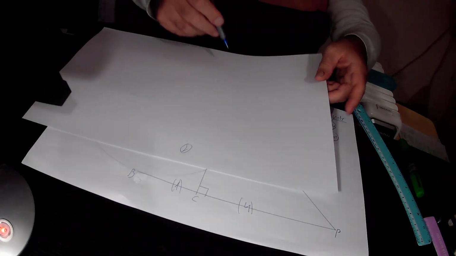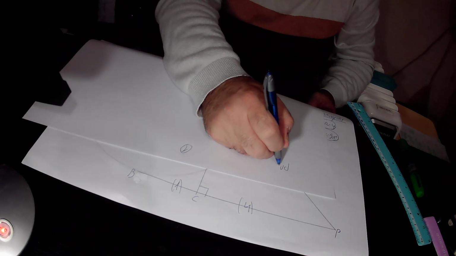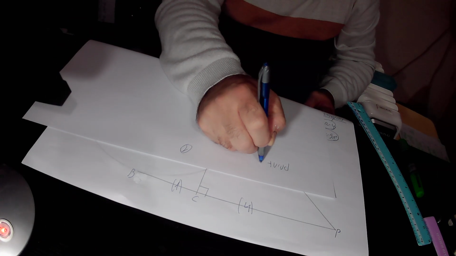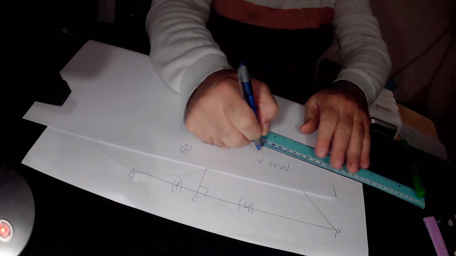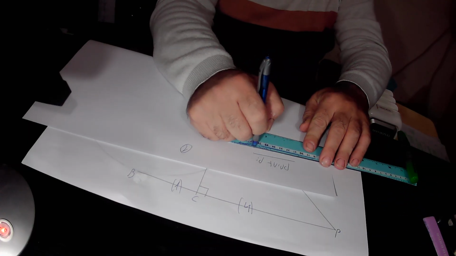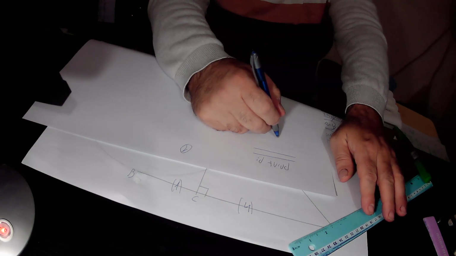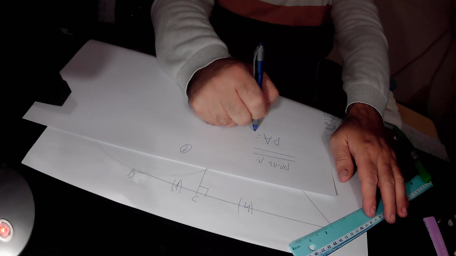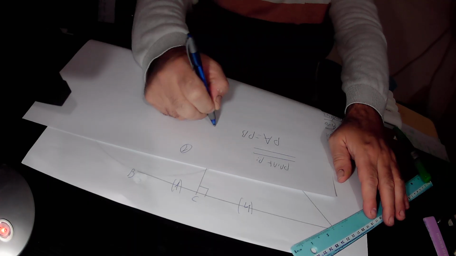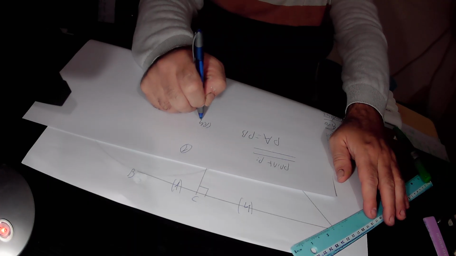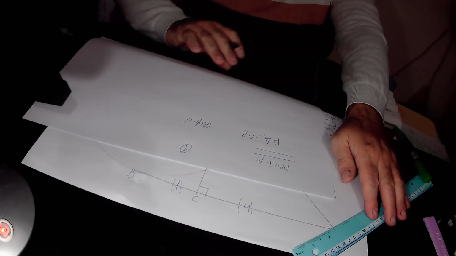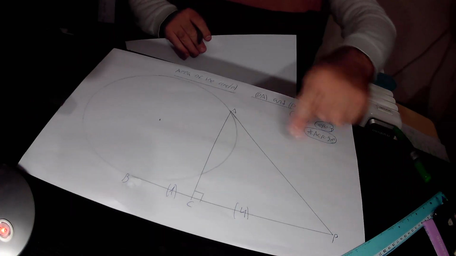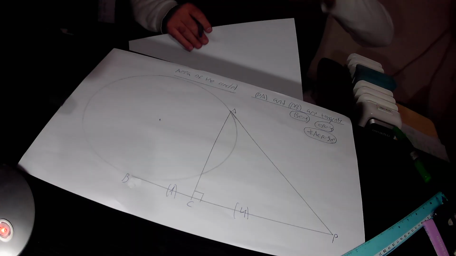If we focus on the common point P, we have 2 tangents to the circle, tangent PA and tangent PB. And according to rule 2, they are equal to each other. That is to say, PA equals PB according to rule 2. Tangent PA equals tangent PB in its length.